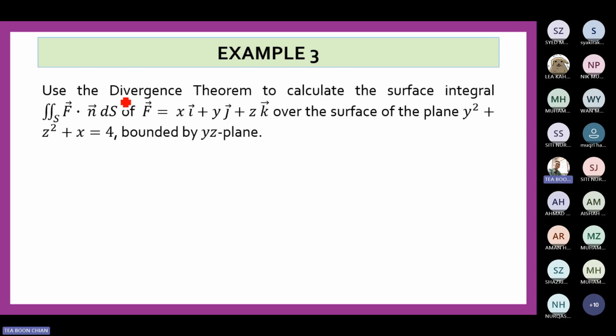Okay, example number 3. Use the divergence theorem to calculate the surface integral, double integral of f dot normal vector n dS, of the vector f equals x in i direction plus y in j direction plus z in k direction, over the surface of the paraboloid y squared plus z squared plus x equals 4 bounded by the yz plane. So again, whenever you look at the yz plane, the missing variable x means that this equation is actually x equals 0.